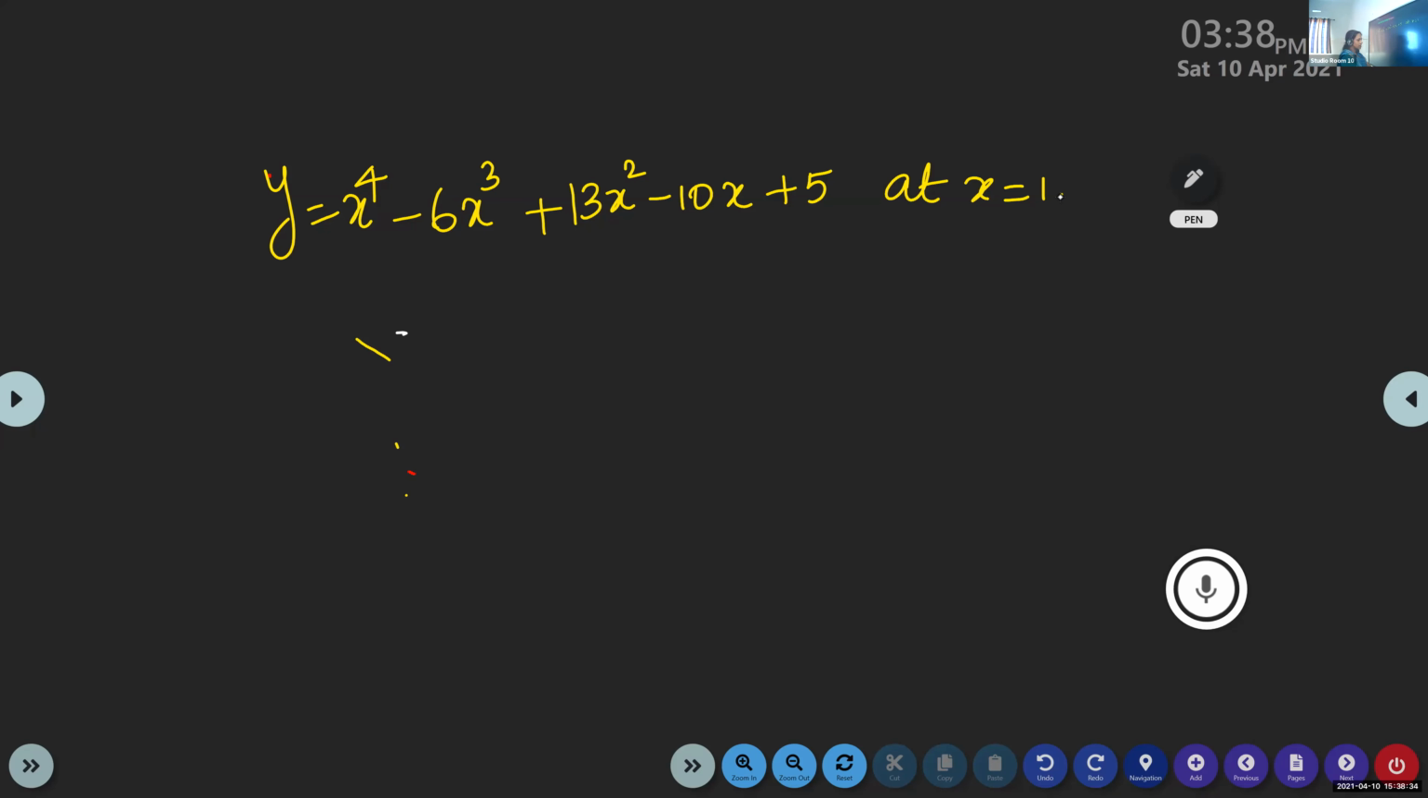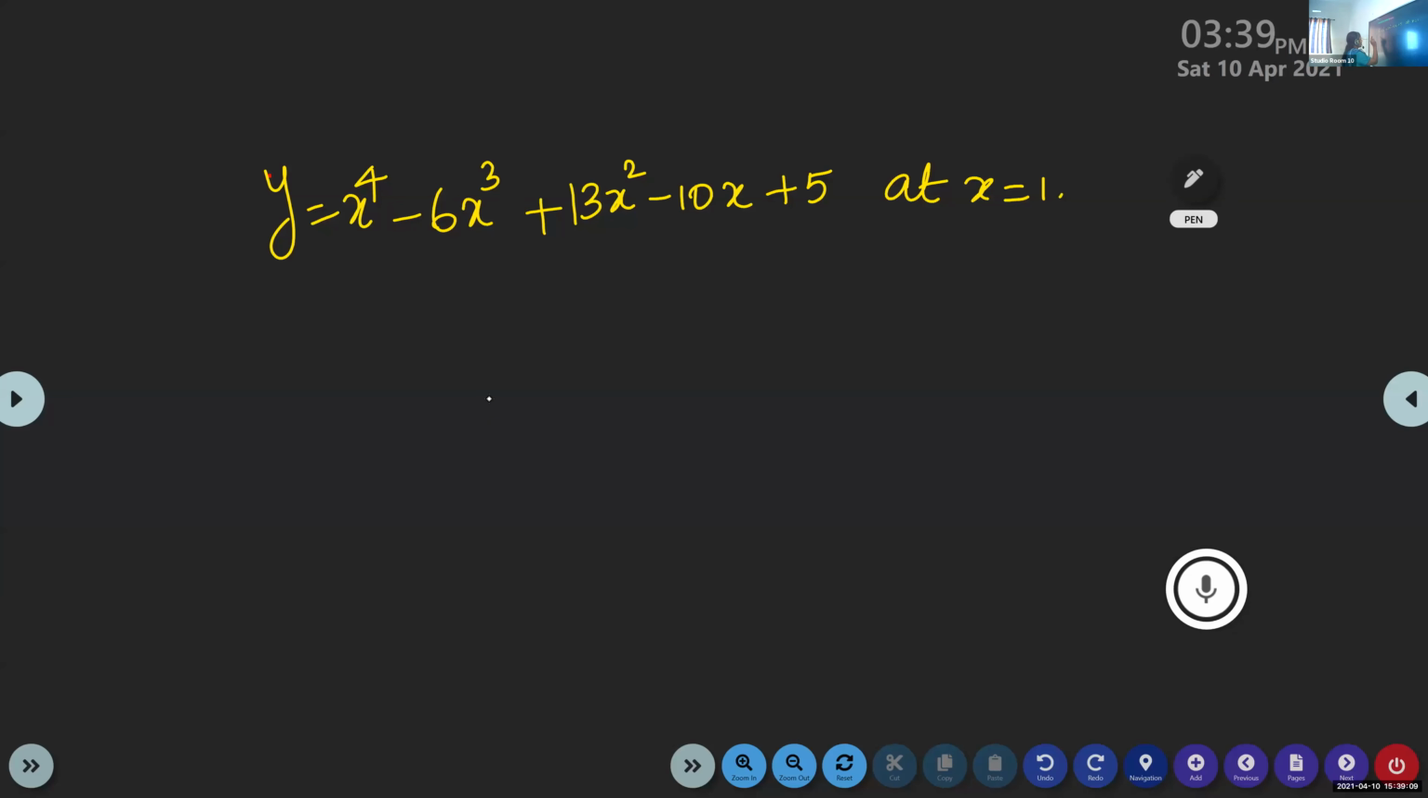Now children, read the question. Aditya, Satyan, read the question, Aditya. Find the equation of the tangent and normal to the curve y is equal to x raised to 4 minus 6x cube plus 13x square minus 10x plus 5 at x is equal to 1. You're asked to find the equation of the tangent and normal to the curve y is equal to x raised to 4 minus 6x cube plus 13x square minus 10x plus 5 at x is equal to 1.